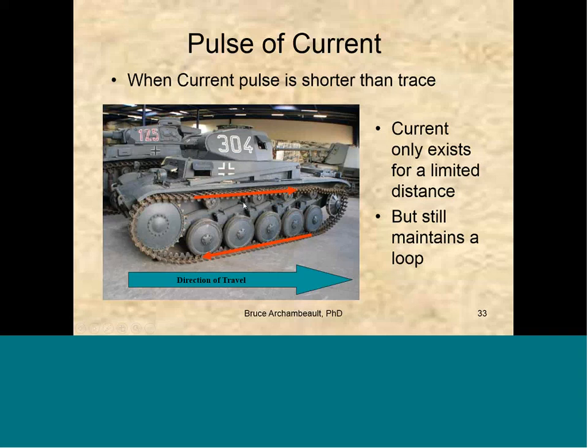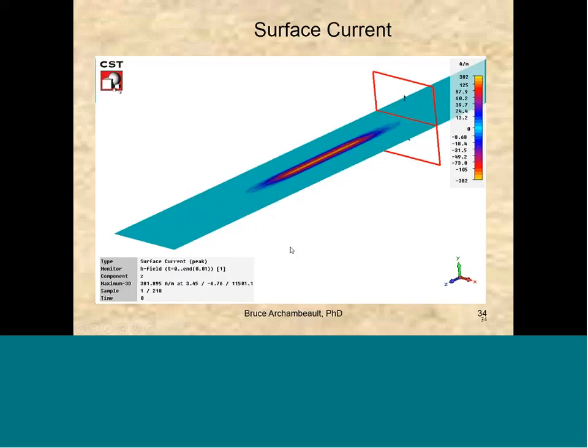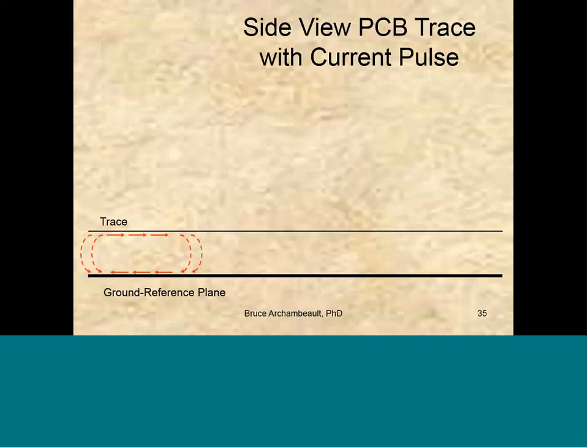So here's a good example with a simulation of the current. You can kind of see that the current is a little bit jumpy here with this web thing for some reason. Let me back up one. Okay, this looks a little smoother. So you can see there's a pulse of current. The yellow and the red are where the current density is highest, and you can see that it doesn't exist over the entire trace. It's just existing over a small part of the trace. And so in the ground plane underneath, the current will be, like the tank tread, going in the opposite direction.